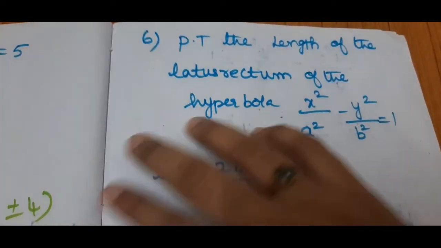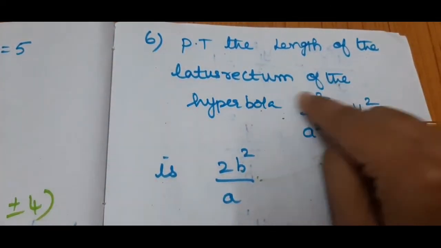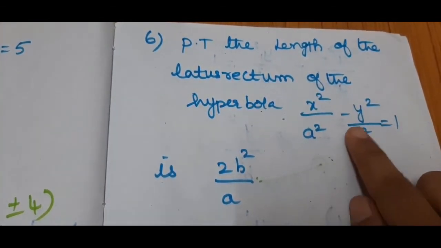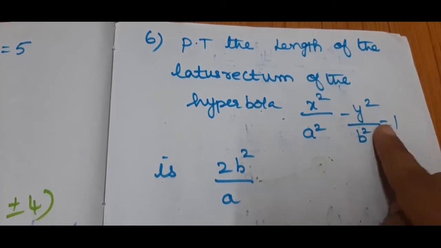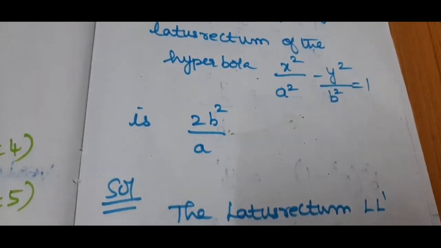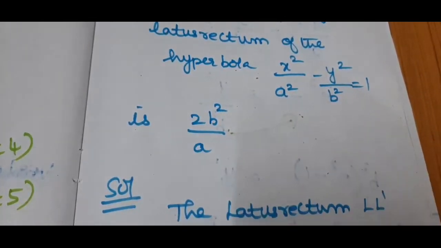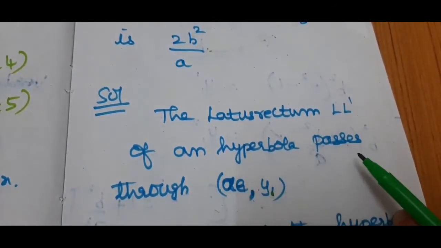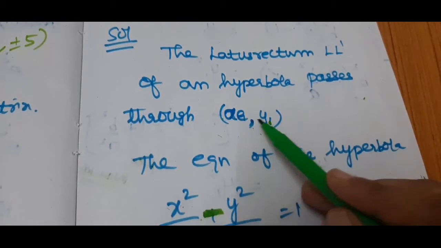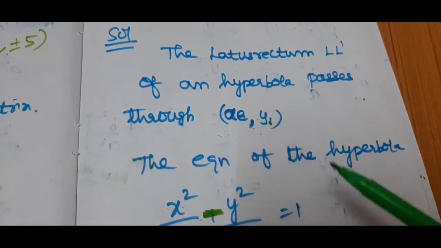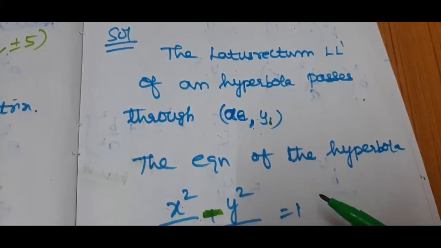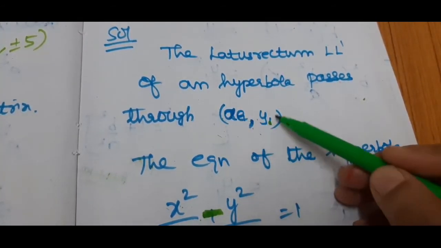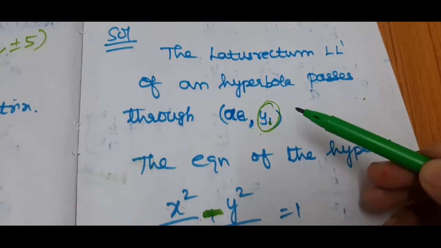Now the sixth question is, prove that the length of the latus rectum of the hyperbola x square by a square minus y square by b square is equal to 1 is 2b square by a. The latus rectum L dash of the hyperbola passes through AE, y1. That is, the latus rectum passes through the focus. So I want to find out what is the coordinate of y1.